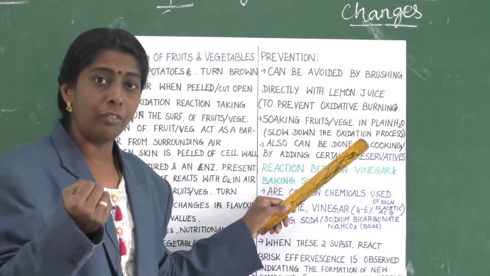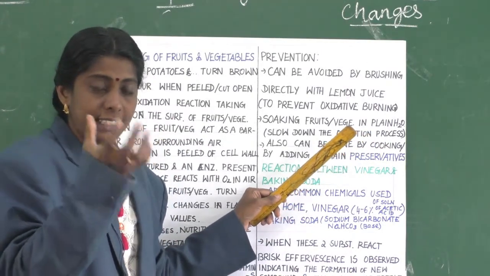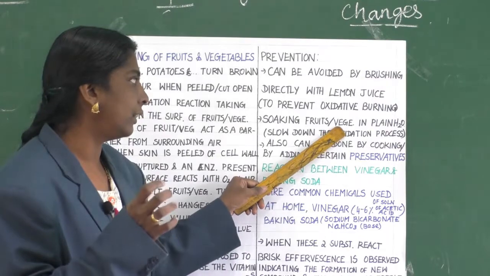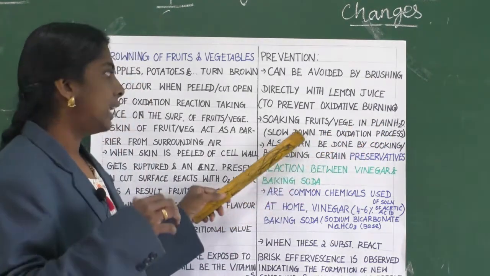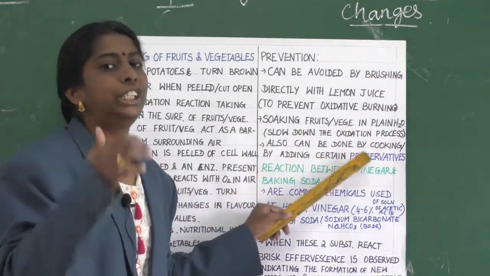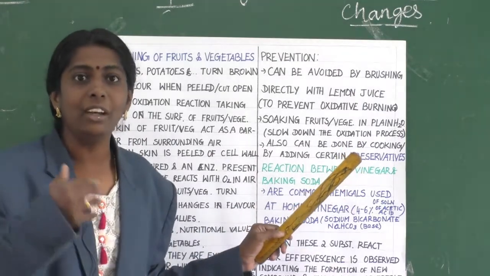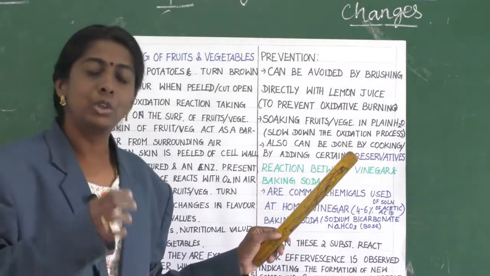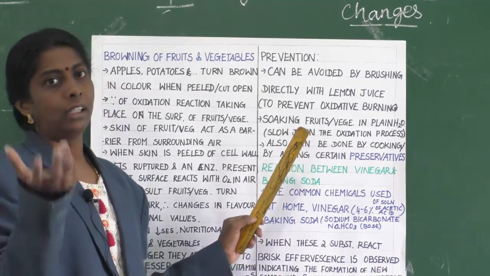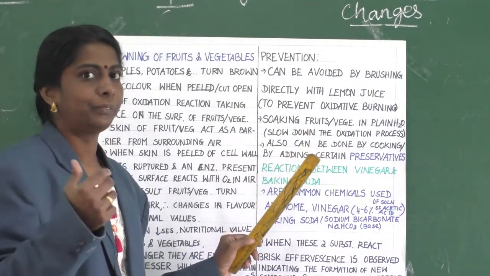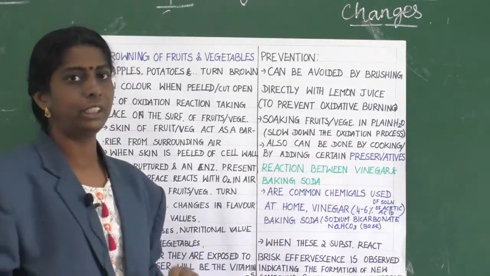Then the second way, soaking fruits or vegetables in plain water. If it is already cut, the cut surface can be soaked in plain water so that it slows down the oxidation process. So it won't turn dark brown in color. It will slow down the oxidation process.